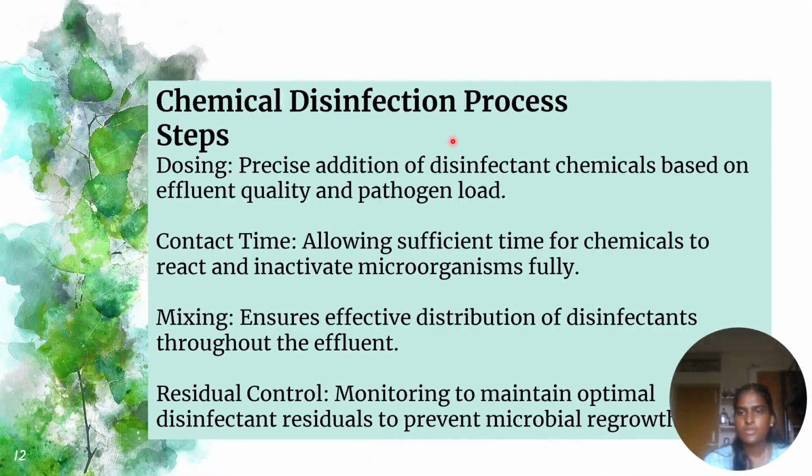Then the chemical disinfection process steps. Dosing: based on the chemical, we precisely add the amount of chemicals needed to remove the pathogen, based on the effluent quantity and pathogen load. Contact time: allowing sufficient time for the chemicals to react and inactivate the microorganisms fully. Mixing ensures effective distribution of the disinfectants throughout the effluent. Residual control: monitoring and maintaining the optimal disinfectant residue to prevent microbial regrowth.